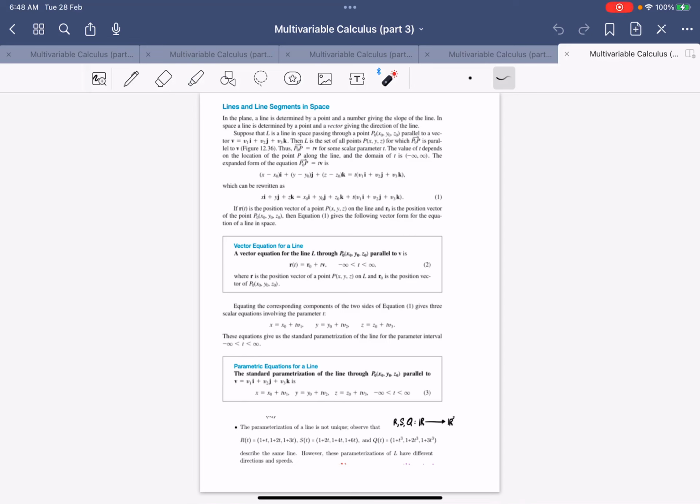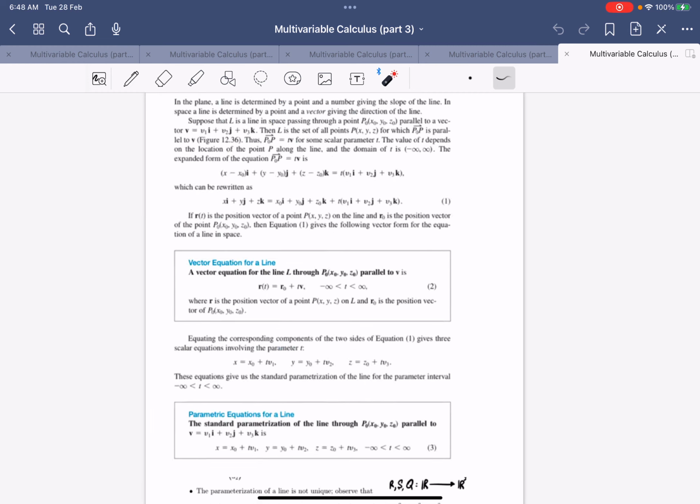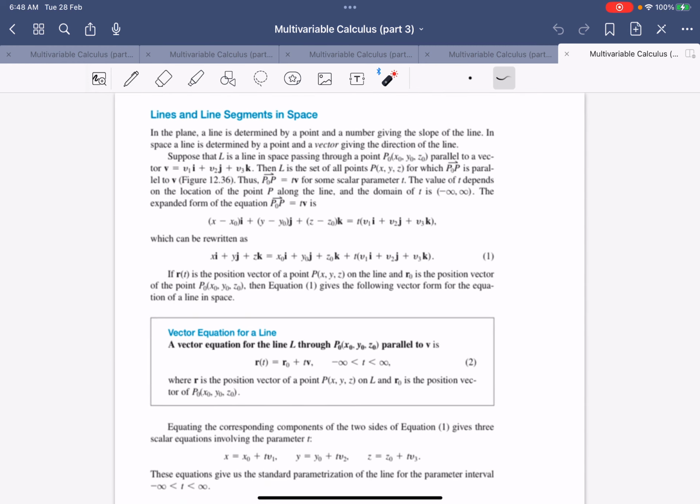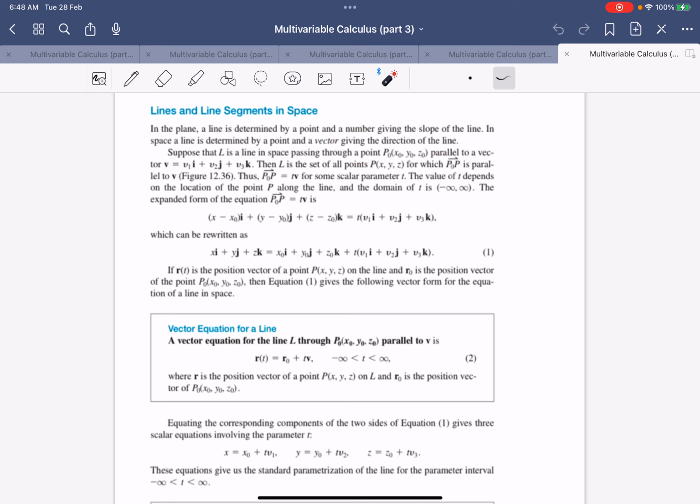Hi, in this video, we'll be covering lines and planes in three-dimensional space. And so, what is a line in 3D space? It is actually determined by a point and a vector parallel to the line. And so you can think of the line as an object in 3D space.